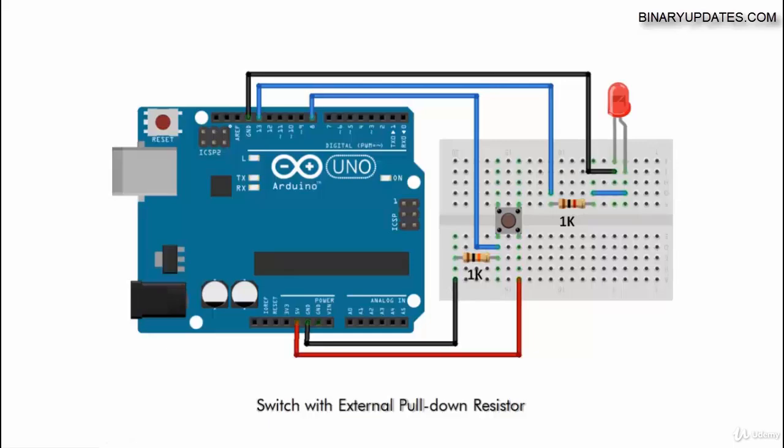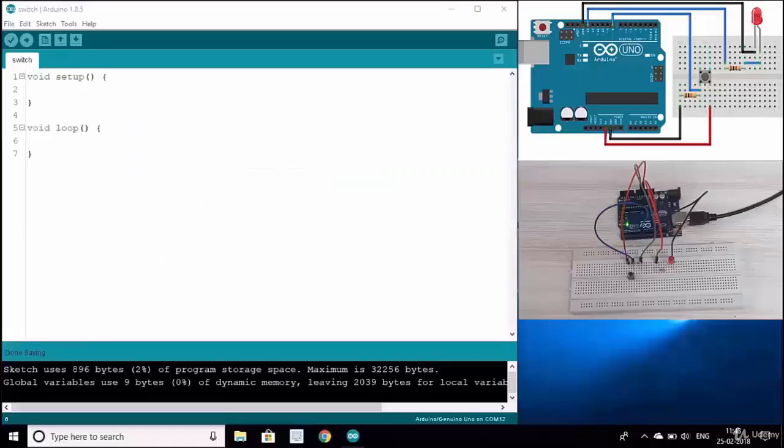So I hope now you are comfortable with the circuit. Just try to connect it on a breadboard, and then we are going to move on to the screen and write a code to control this LED using a switch. What you can see on my screen is a basic structure of the code where I have a setup function and a loop function. This is a very basic structure where we are going to start writing code.